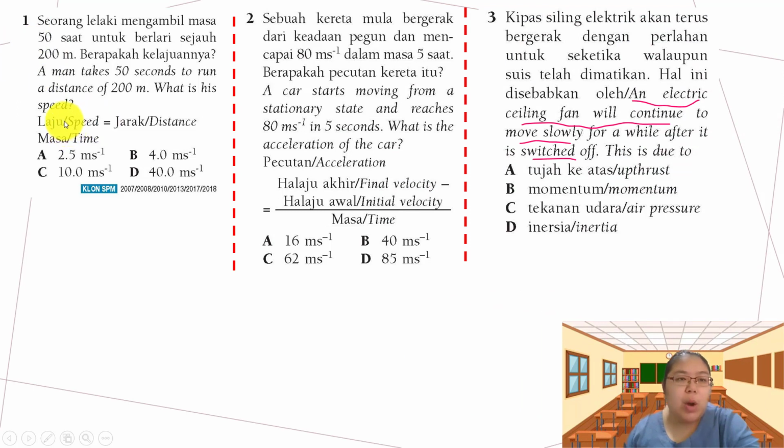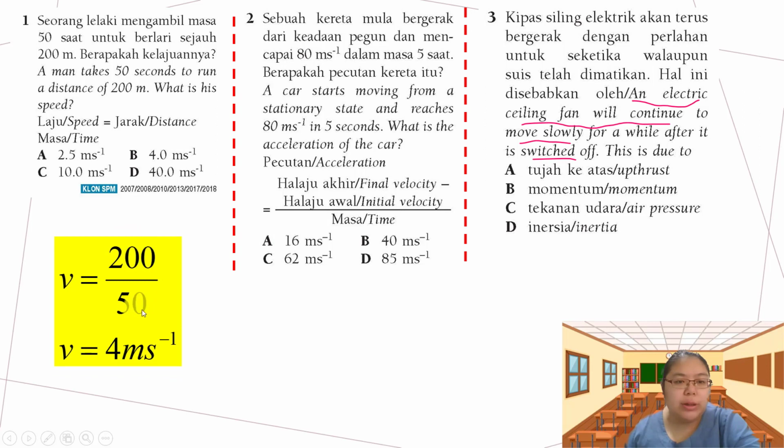Let's see the first one. They're talking about a man that takes about 50 seconds to run a distance of 200 meters. What is the speed? The question already provides the formula. Can you see here? Speed equals distance over time. So the distance is 200, the time taken is 50. We show the calculation: 200 over 50, so I get 20 over 5, which is 4. So from here the answer is B.